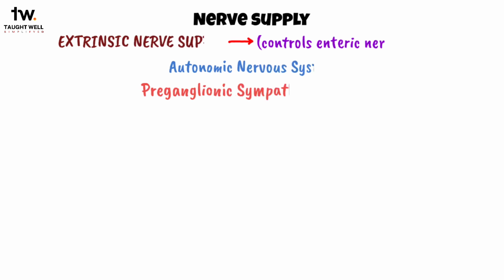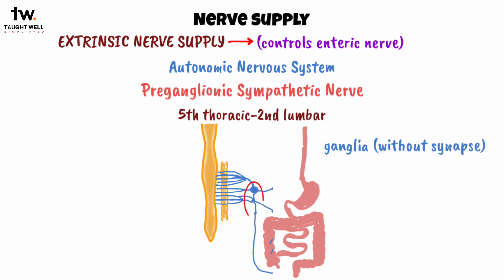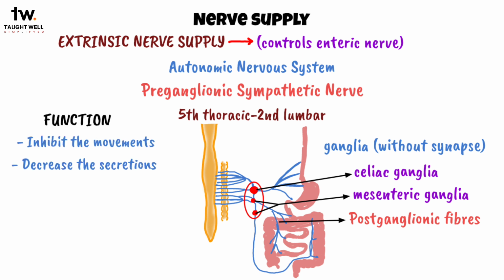Preganglionic sympathetic nerve fibers to GI tract arise from the lateral horns of spinal cord between 5th thoracic and 2nd lumbar segments. From here, the fibers leave the spinal cord, pass through the ganglia of sympathetic chain without having any synapse, and then terminate in the celiac and mesenteric ganglia. The postganglionic fibers from these ganglia are distributed throughout the GI tract. These sympathetic nerve fibers inhibit the movements and decrease the secretions of GI tract by secreting the neurotransmitter noradrenaline. It also causes constriction of sphincters.